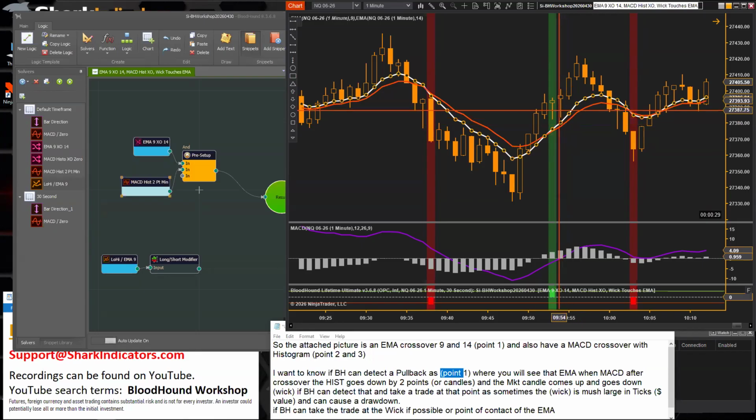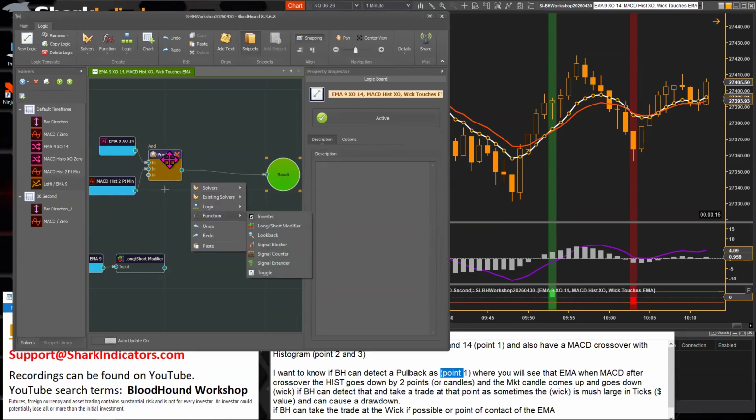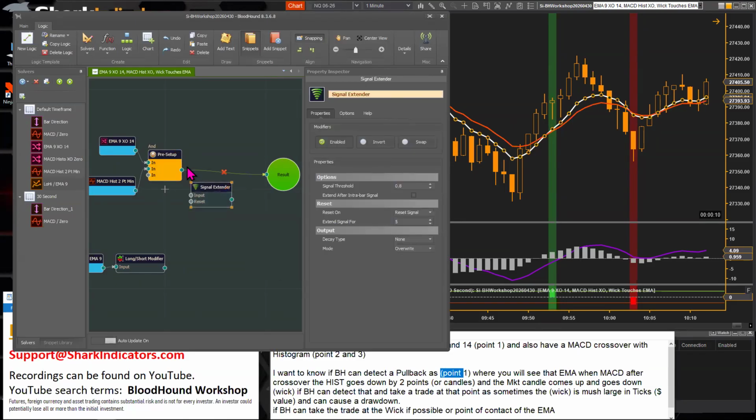But if you did want to allow a secondary bar to also possibly generate a signal there, then what we need to do is take our pre-setup here and extend it forward by an extra bar. So we can just use the signal extender set to 1, like so.